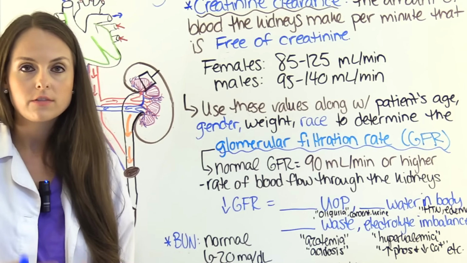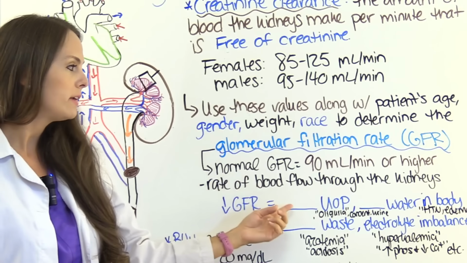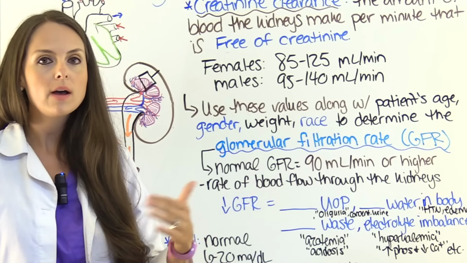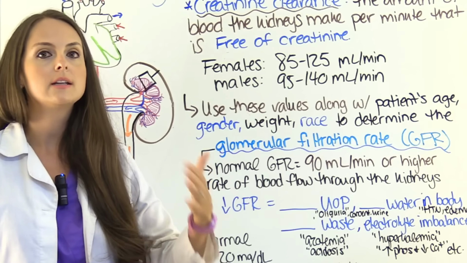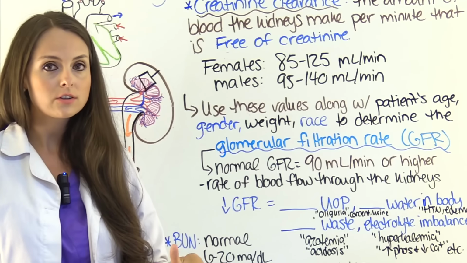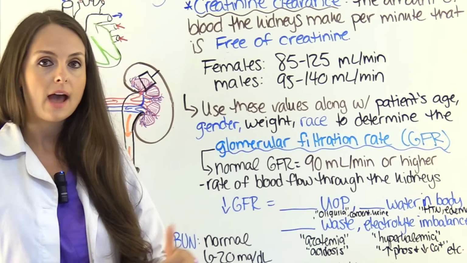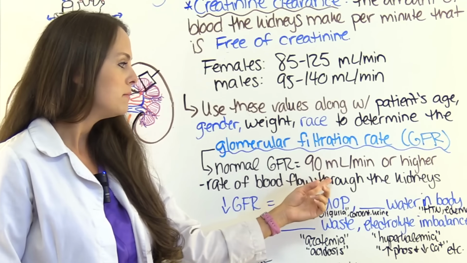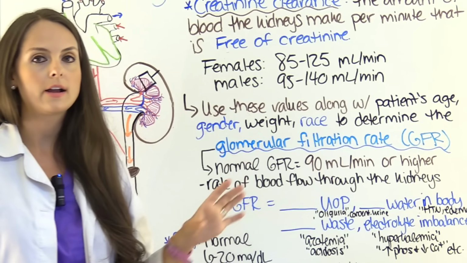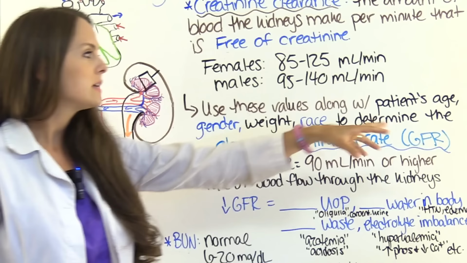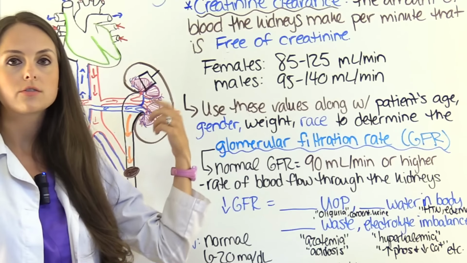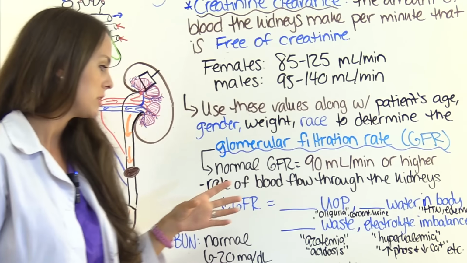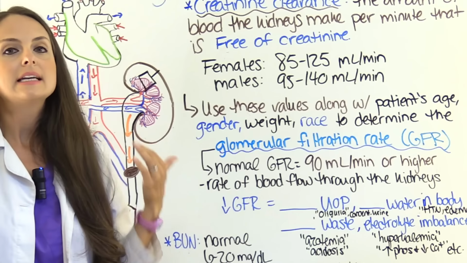And what is the GFR? The GFR is the rate of blood flow through the kidneys. So it tells us how well the glomerulus is filtering the blood, because that's the main structure in the nephron that is doing that job. So a normal GFR should be 90 milliliters per minute or higher. And again, it takes all these other things like the age, the gender, the weight, and the race into consideration when calculating this estimation. So let's take a little quiz.